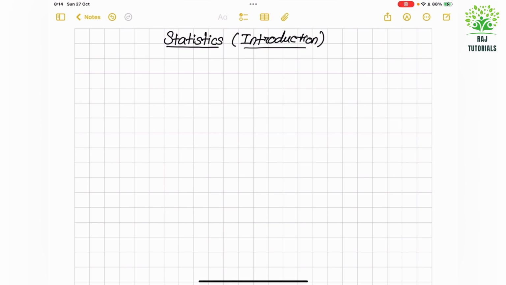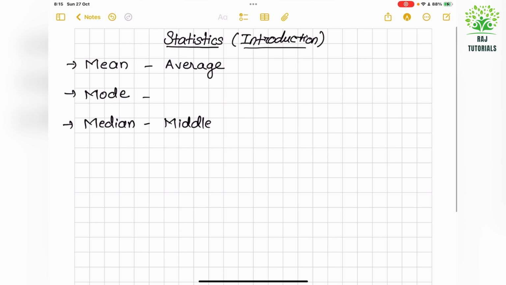Introduction part first. So in the introduction we have to learn three main things, that is mean, then mode and median. Now mean means, in other words, we call it average. Median we call the middle value, and mode means the most repeated value.